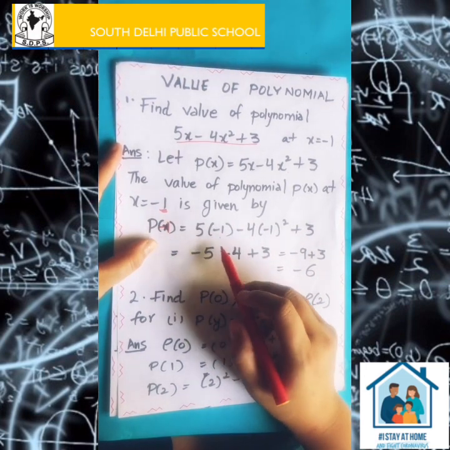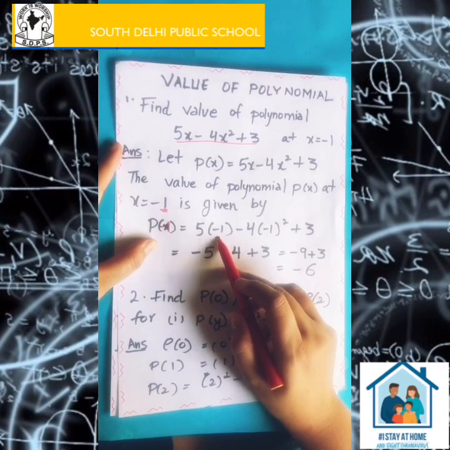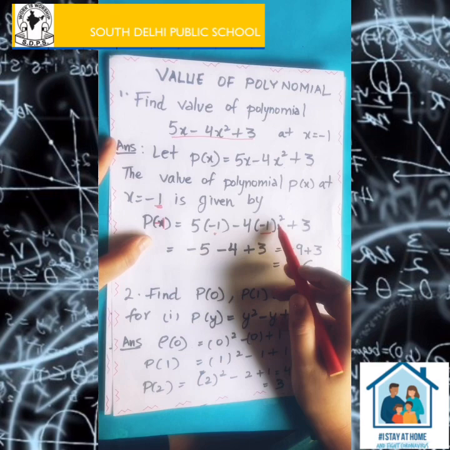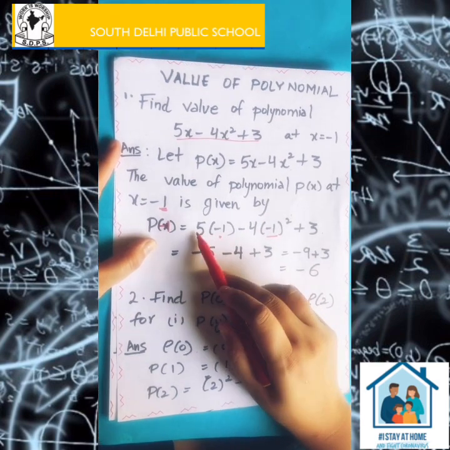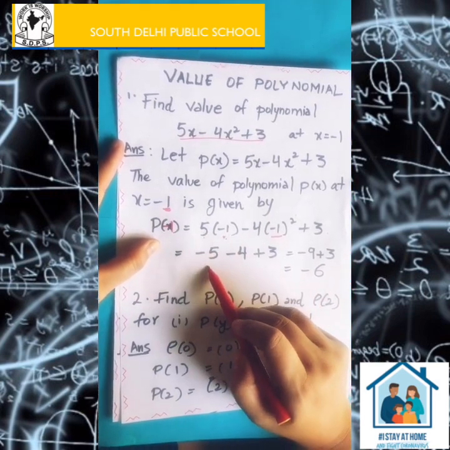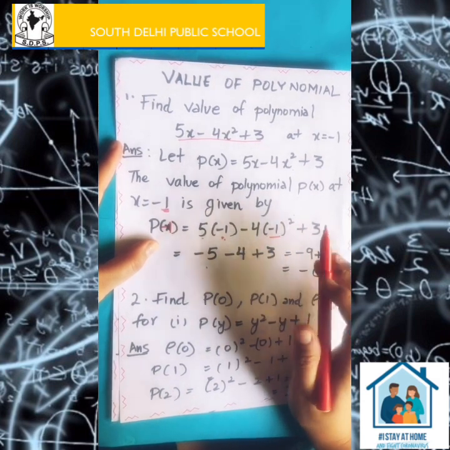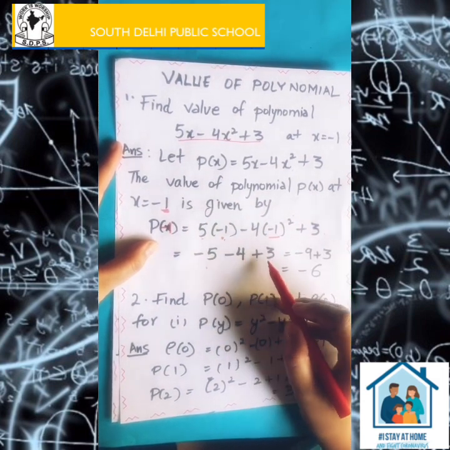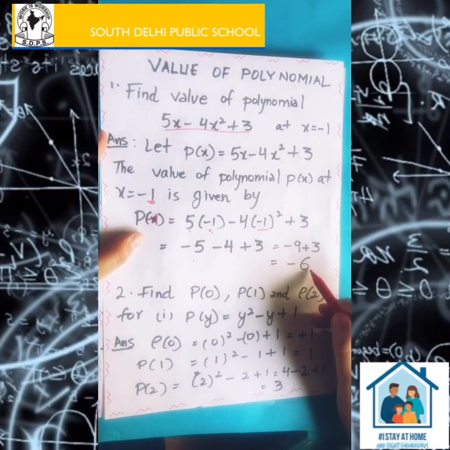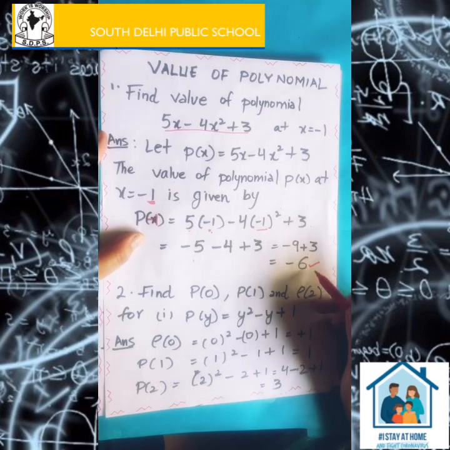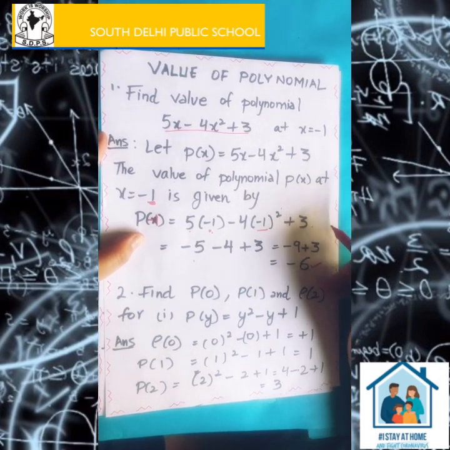So p(minus 1) equals 5, instead of x we have written minus 1, minus 4 times minus 1 square plus 3. Now 5 multiplied by minus 1 is minus 5. Square of minus 1 is plus 1. So this remains minus 4 plus 3. So the answer is minus 6. So the value of polynomial is minus 6 at x equal to minus 1.